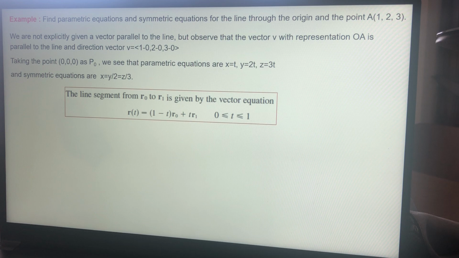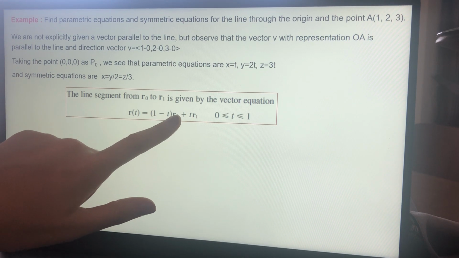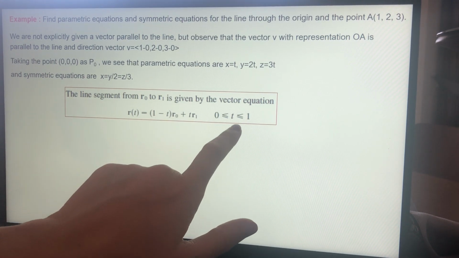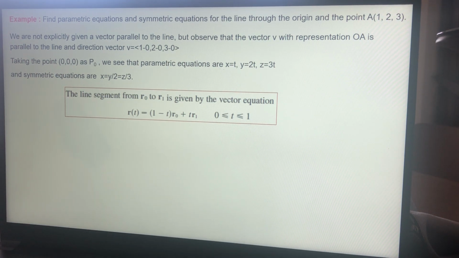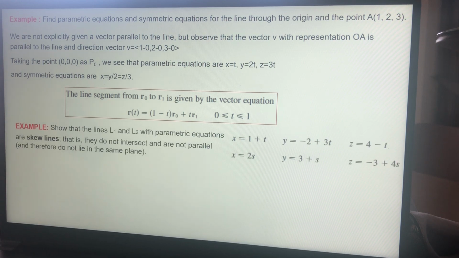Right now, to be able to write the equation of a line segment from R0 to R1, you can write it as (1 minus t) R0 plus t R1. Here, t is always between 0 and 1. Don't forget that, okay? This is important; not right now, but once we talk about line integrals, you will need that.